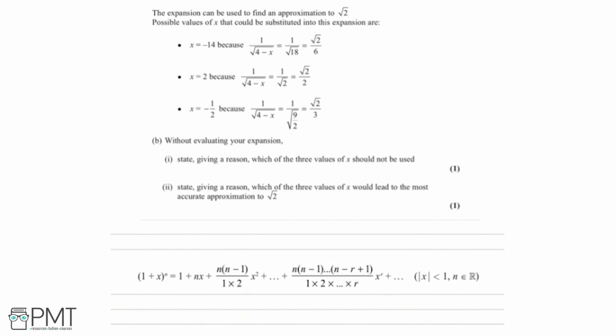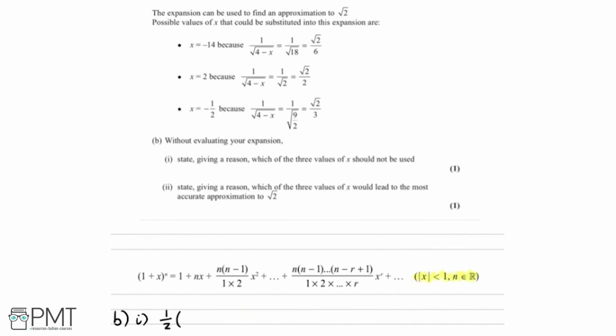Right, so we're going to have a look at tackling part B1 first. So we need to give a reason and state which of the possibilities that they've listed up here should definitely not be used. And we see here that I've put a little snippet from the formula booklet again. So it's the same snippet that we used in part A. And this is a crucial bit here. The modulus of x needs to be less than 1. Okay, so that's great. So we can work with that.